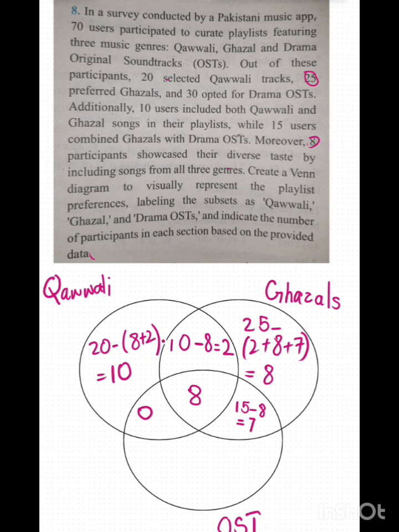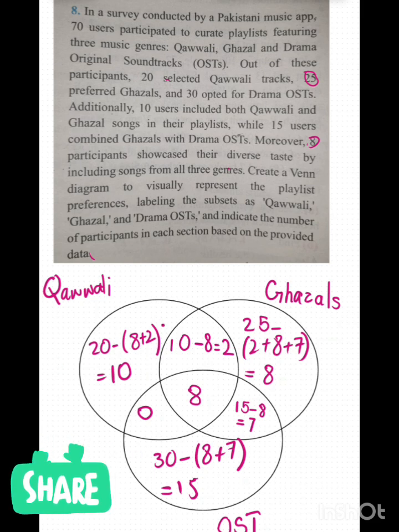You know that for OSTs, the total is 30. So you need to subtract 8 plus 7. So 8 plus 7 is 15. So 30 minus 15 would be 15. So there are 15 participants who selected only OSTs from the collection.